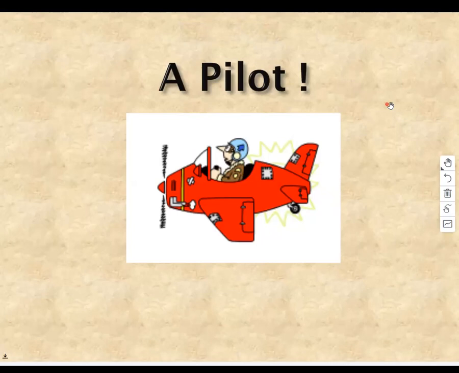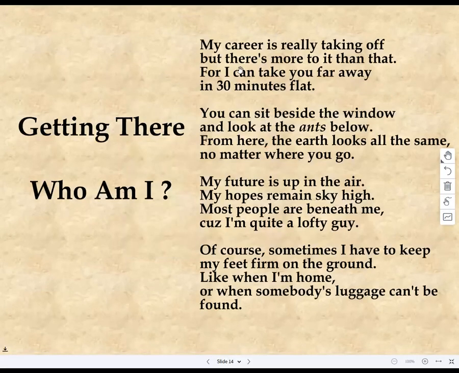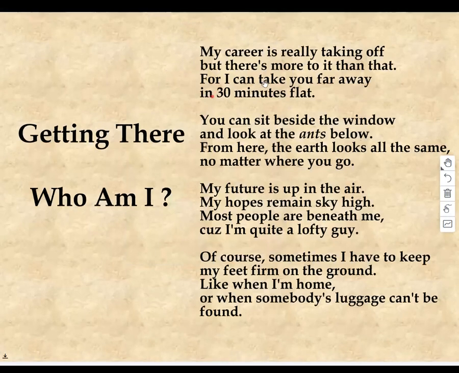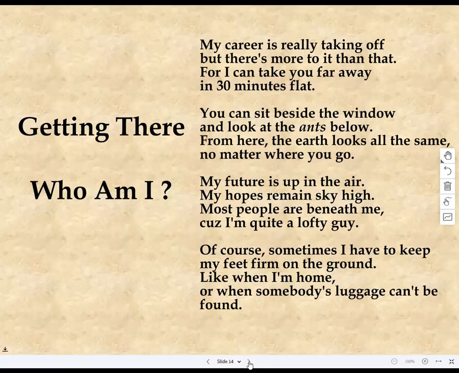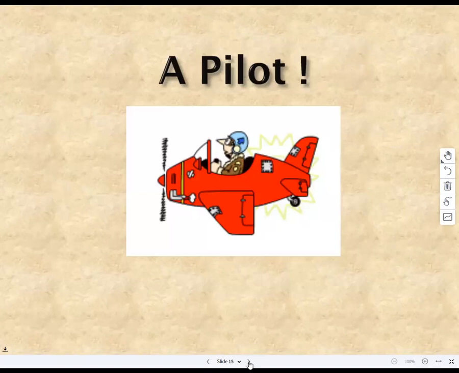So the answer is a pilot. And the words that help us understand are: my career is really taking off, I can take you far away, I have to keep my feet firm on the ground. So these are the words and context clues that give you a glimpse of how to guess the meaning and the whole context. So we have tried to cover two things: how to understand the meaning of words, and how to come up with a collective meaning through reading a text.